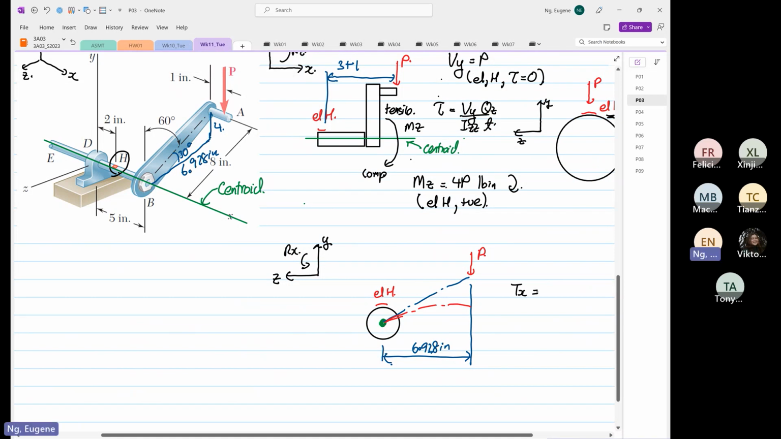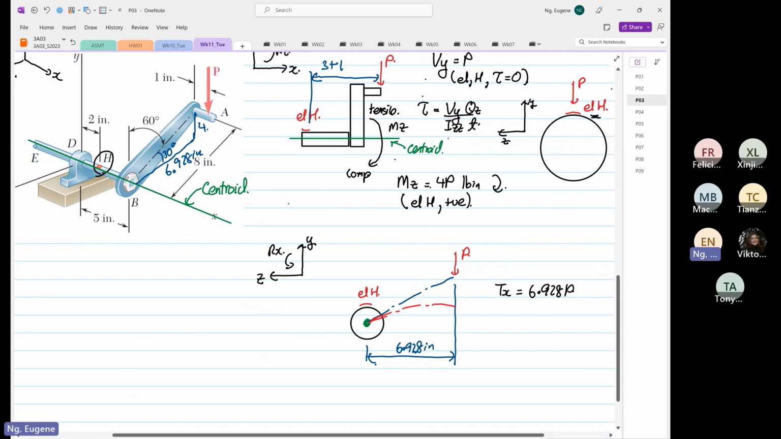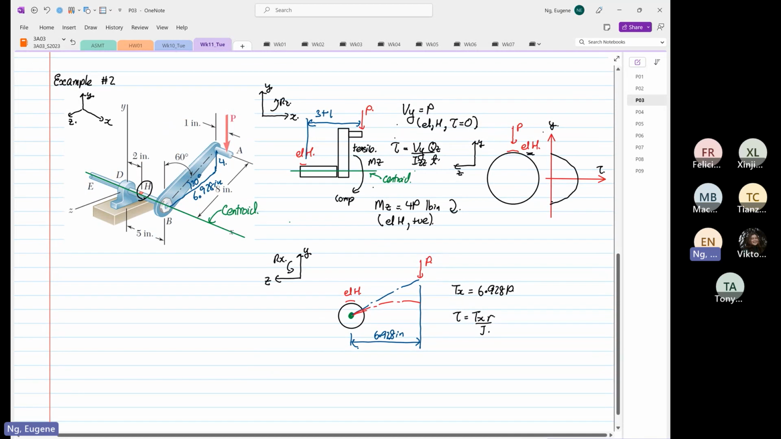So now you can write this down: torque in the x direction is equal to 6.928 multiplied by P. And for element H, we know that there's going to be a torque. The shear stress is equal to Tx multiplied by radius divided by J. It's not going to be 0. There's going to be a value. Once you start obeying the rules, this does not look difficult, but you have to do quite a bit of practice.